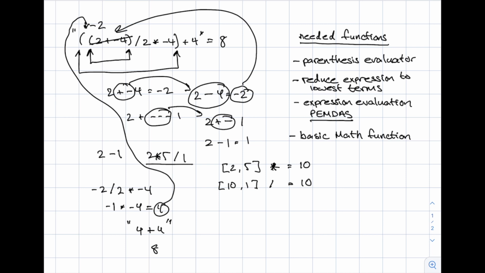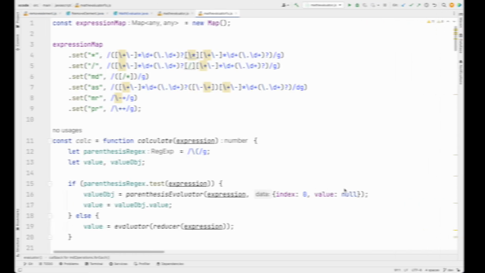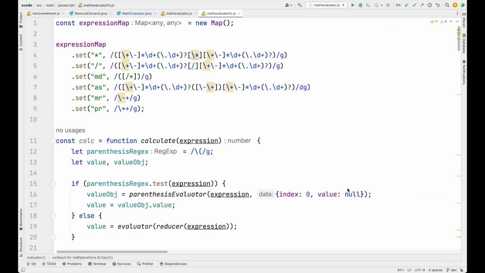So now that we have an idea of how to go about this with the functions that we mapped out and want to write code for, let's go ahead and take a look at the code itself. Okay, so let's take a look at our code here. At the very top, you see an expression map, which is just going to be a map of all of the regular expressions that we're going to use throughout our solution.